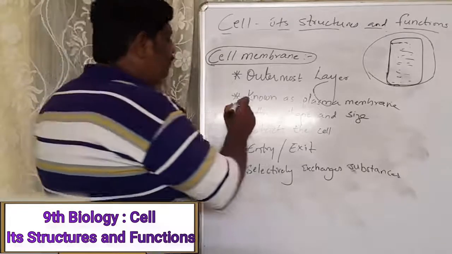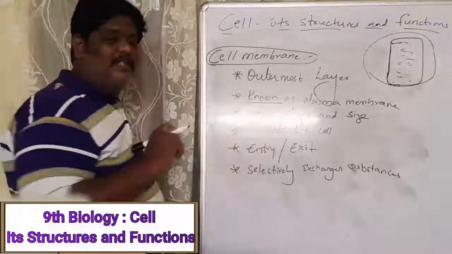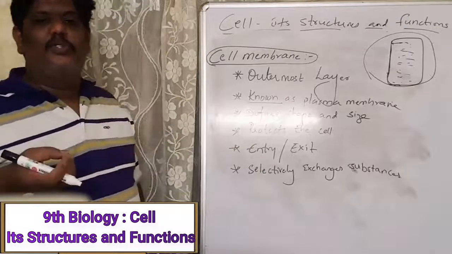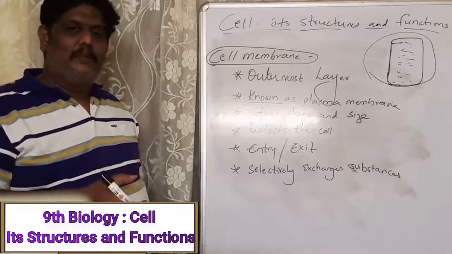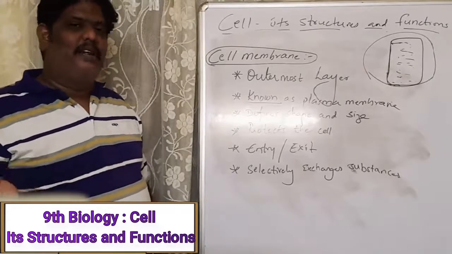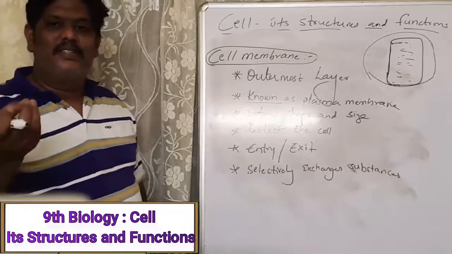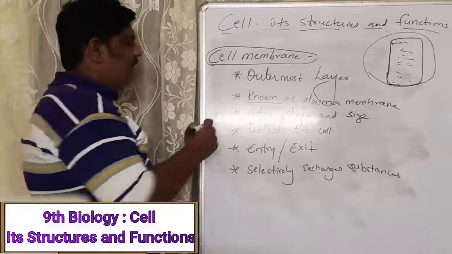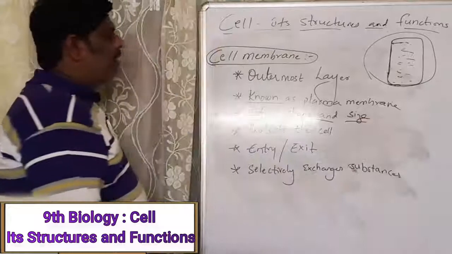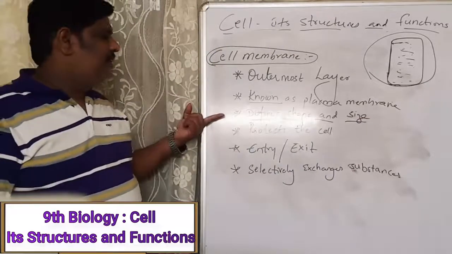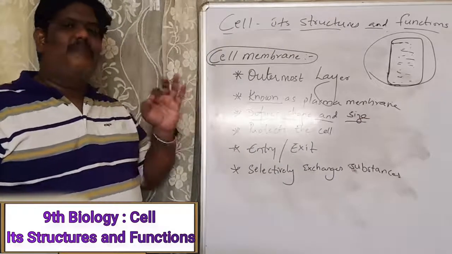The second point you have to remember is, already we have discussed this one, this cell membrane is also known as plasma membrane. So if it is plasma membrane or cell membrane, don't get confused. It is the same term. And then the third one is the cell membrane is the organelle which will define the shape and size of the cell.